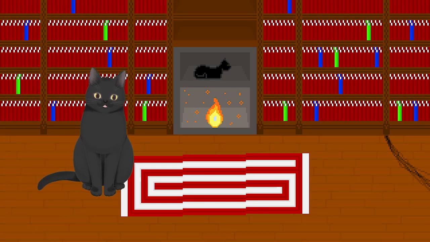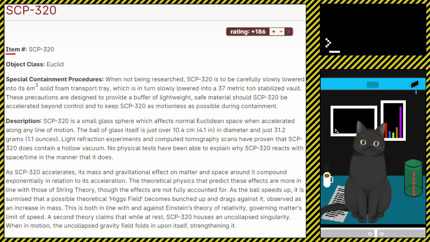Today we're going to be reading SCP-320, Higgs Field Acceleration Manipulator. Now without further ado, item number SCP-320, Object Class, Euclid.